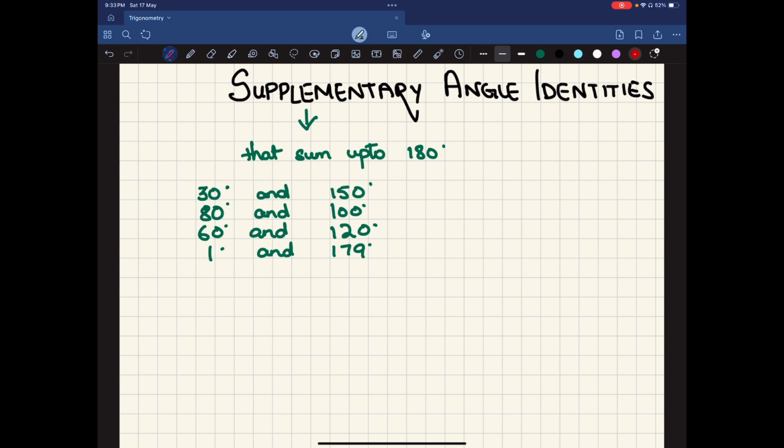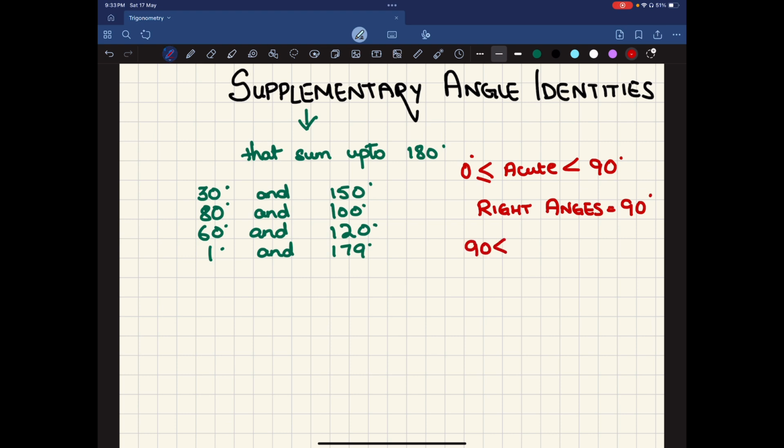A quick recap. Angles between 0 and less than 90 degrees are known as acute angles. Angles which are equal to 90 degrees are known as right angles. Angles greater than 90 degrees and less than 180 are obtuse angles.